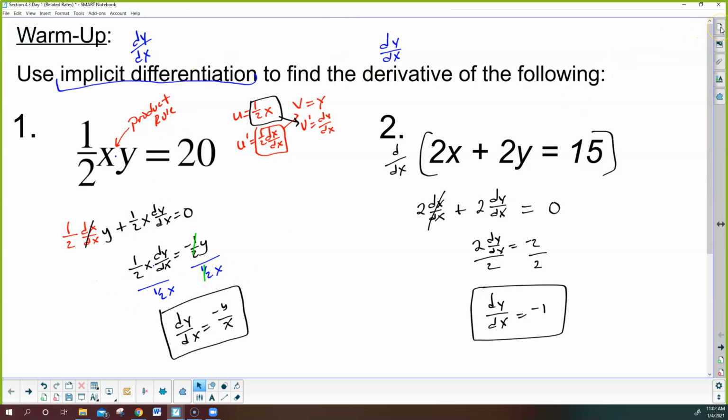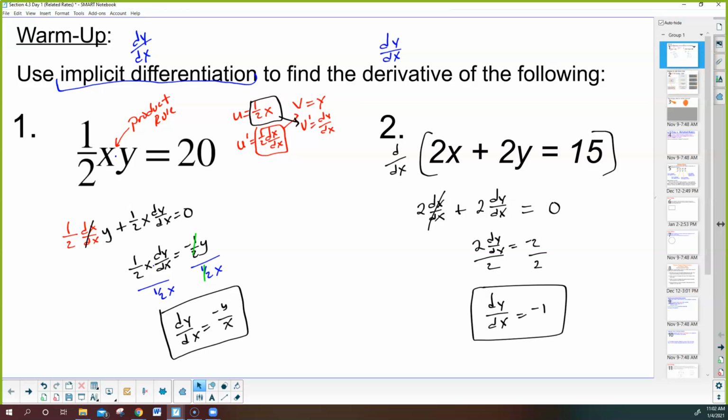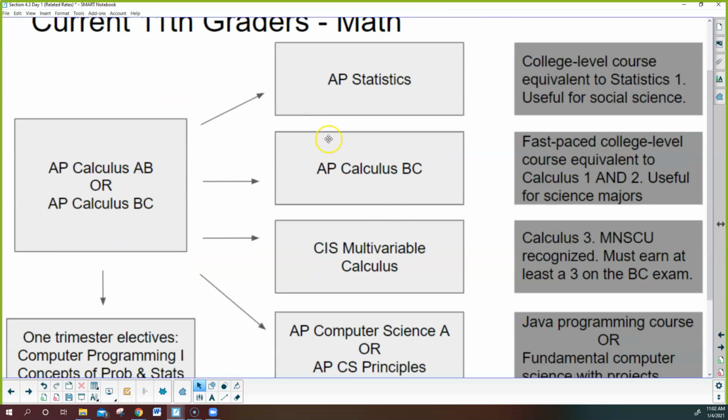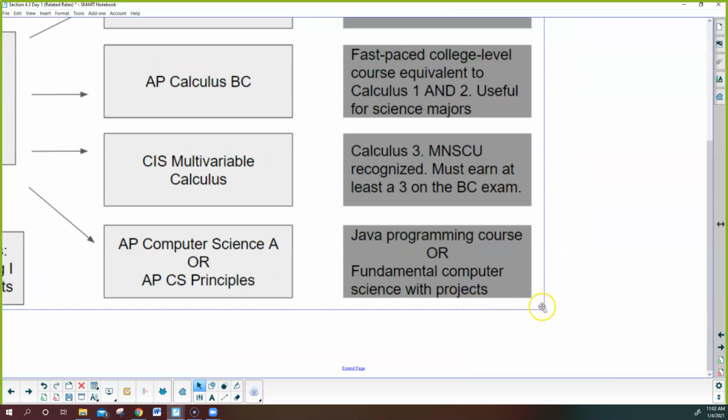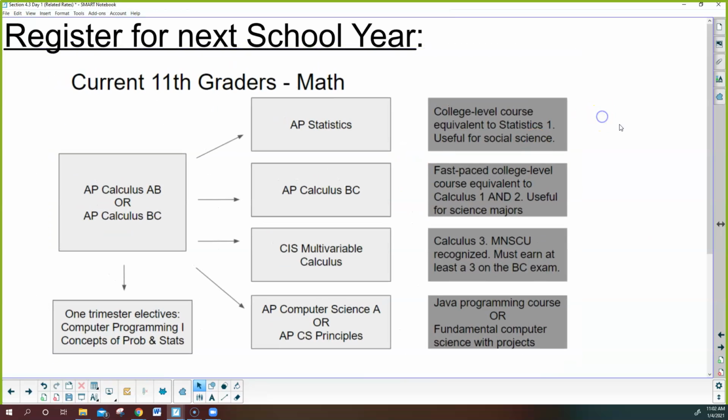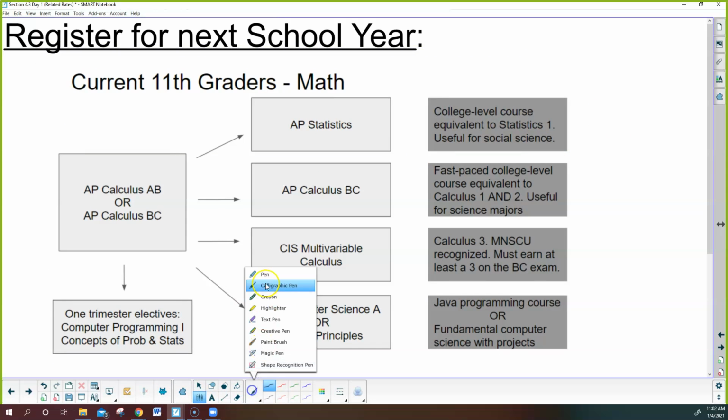All right, really quick, this is only for juniors. So we've been talking about registration. Hopefully in your first hour, in your third hour class, you got some videos to watch. If not, there's a folder in our Wednesday folder. There's a folder for registration that has everything you need on it. But we are thinking about registering for next school year already. So I just want to give you a quick overview of where we're at and what your options are for next year. All right, so really quick, let me show you this.